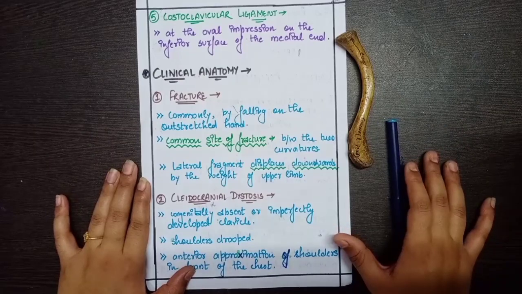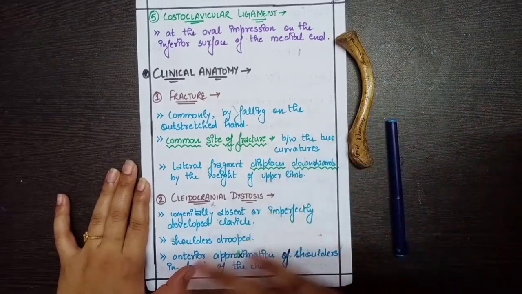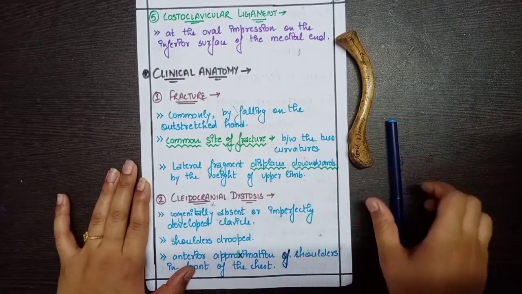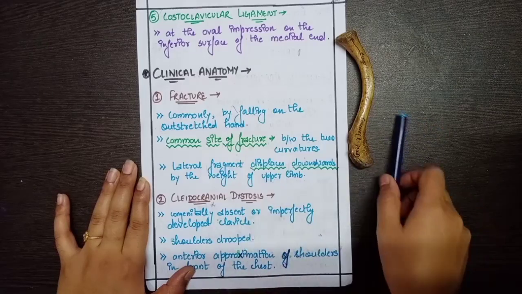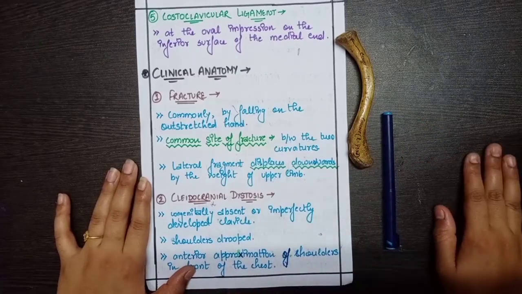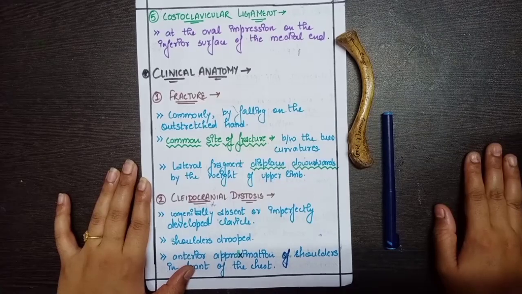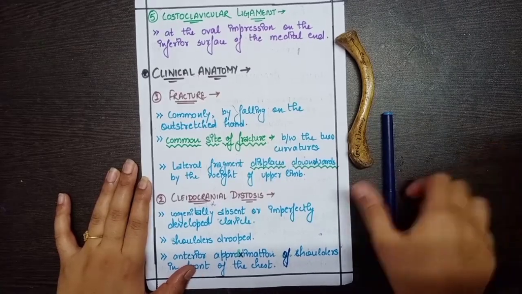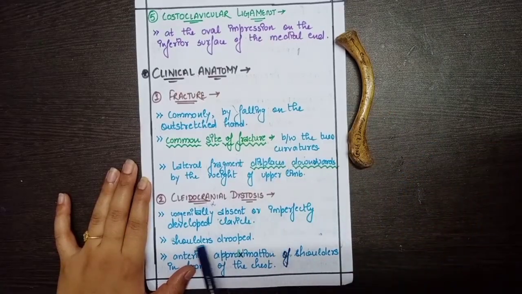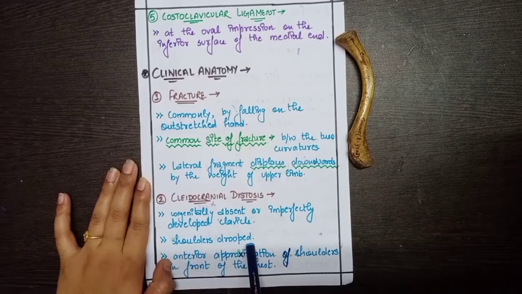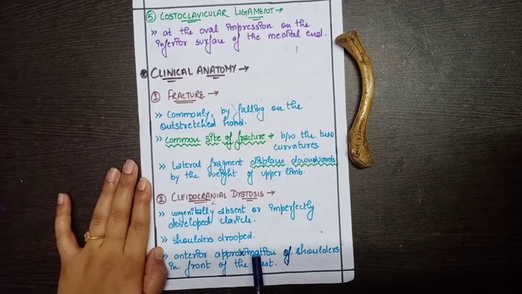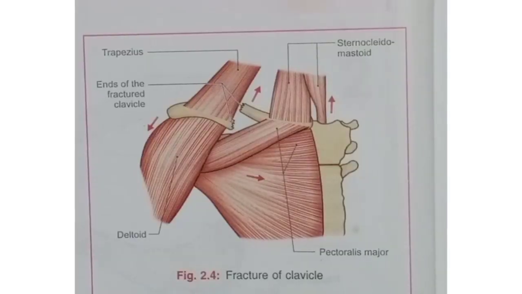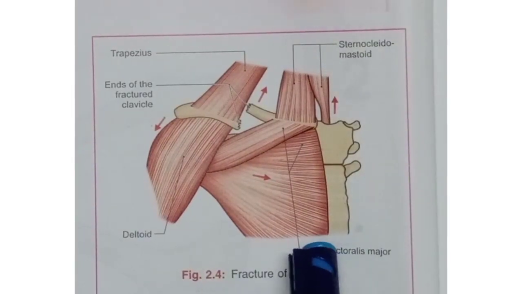Either the clavicle is absent, it is not at all present, or it is imperfectly developed. That is, the development has not been proper and it has not been completed. So there will be incomplete development. What happens because of this is the shoulders droop, and there is anterior approximation of the shoulders in front of the chest. See, this is a diagram in your BD Chaurasia book.